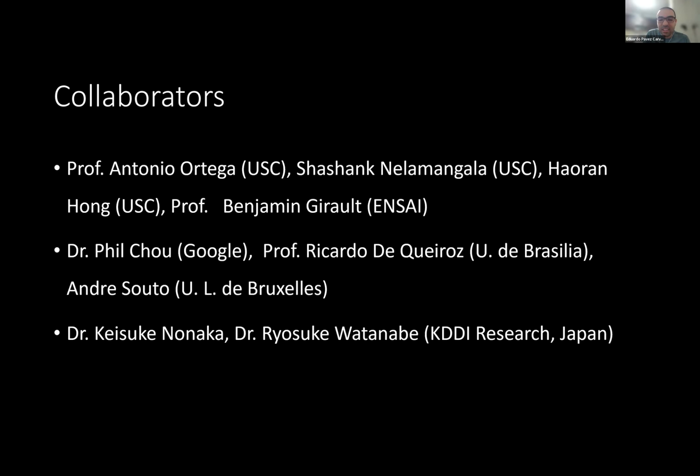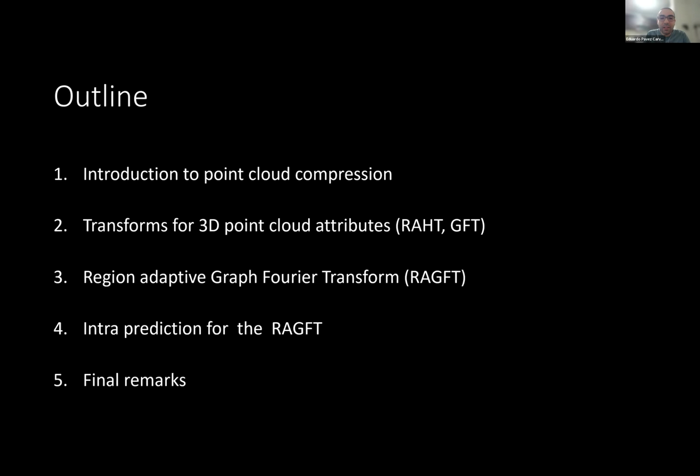So I'll start with a short motivation about what point clouds are basically, and why it's important and interesting to do compression of them. Then I'll go over some transforms for 3D point clouds. Then I'll introduce a new transform that we propose, that's called the graph signal processing. And then I'll talk a little bit about intra prediction or spatial prediction for this transform. And then I'll end with some experiments and some remarks.